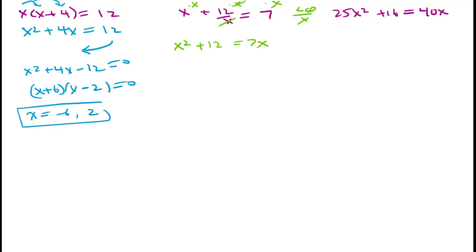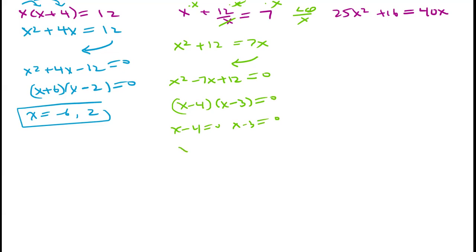Again, we have to put this in standard form where everything's on the left side and there's only 0 on the right. So we move the 7x to the left, and that gives us x squared minus 7x plus 12 equals 0. I like to have them in order so I can factor them easily. We have a minus positive combination, so both factors have to be negative. So we'll have x minus 4 and x minus 3 equals 0. We set them both equal to 0 and solve. So x gives us 4 and then x gives us 3.